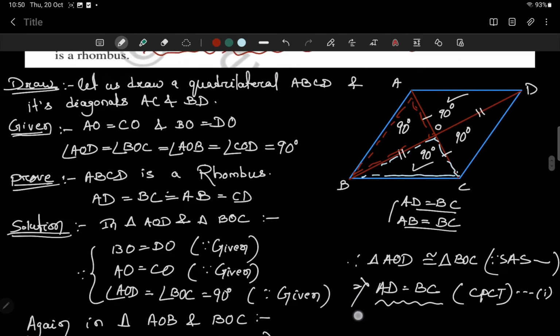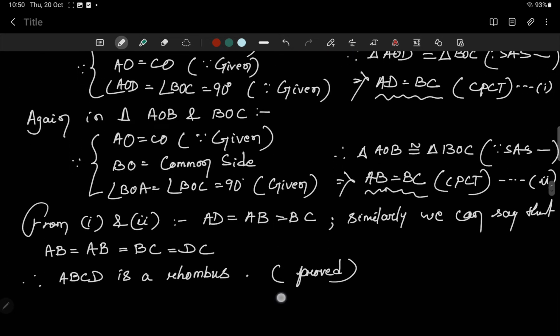Understood? I hope you understood this. Okay, so twice you have to make it congruent. Okay, so then comes question number 4.